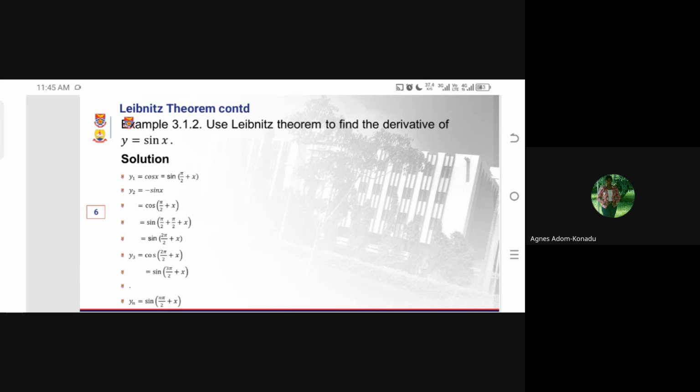And then the second one is negative sine x, and we are saying that that is also equal to cos of (pi on 2 plus x). So they can also use the same double angle to expand cos of (pi on 2 plus x). I hope they know what the double angle is.